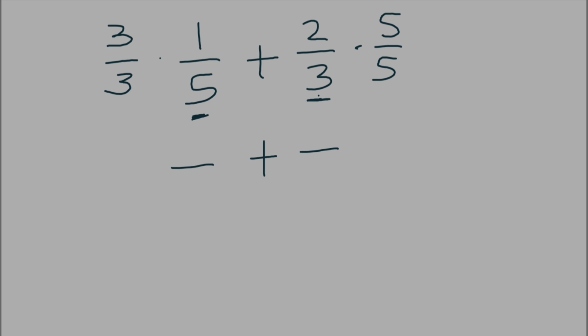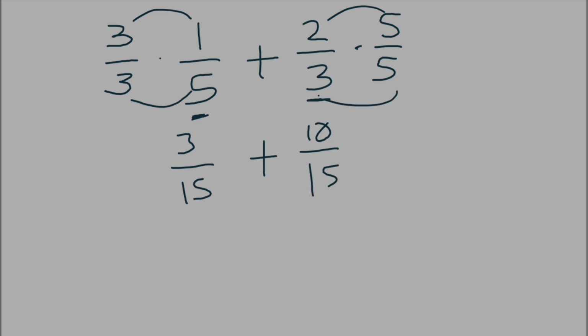Now let's go ahead and multiply the top numbers and the bottom numbers. So 3 times 1 is 3. 3 times 5 is 15. Here 2 times 5 is 10 and 3 times 5 is 15. Now you can see that we have common denominators. We can go ahead and add the numerators now.